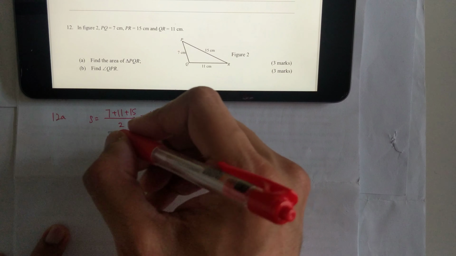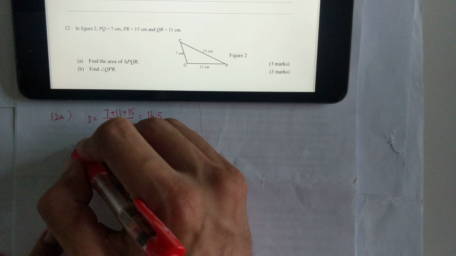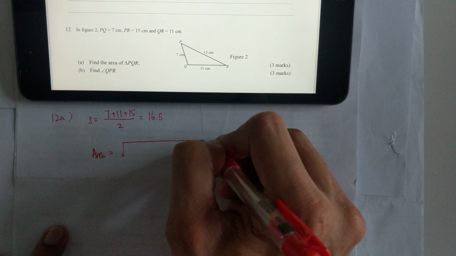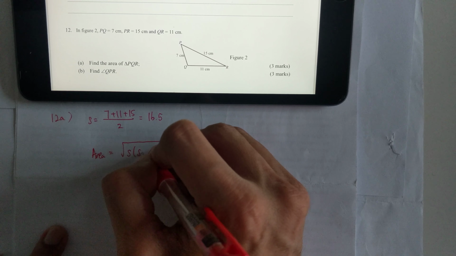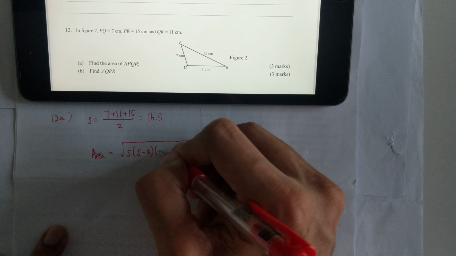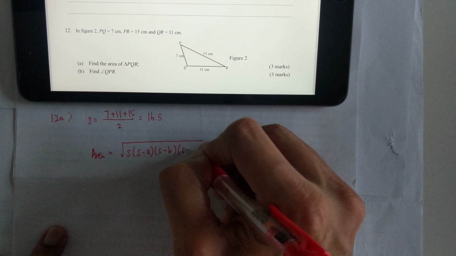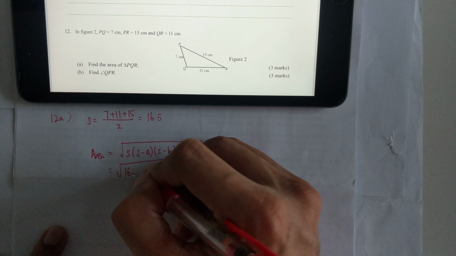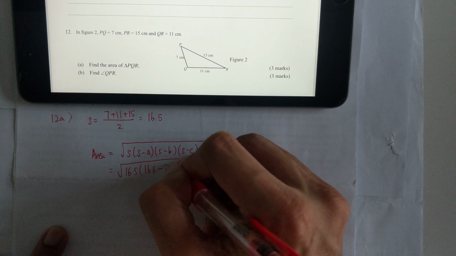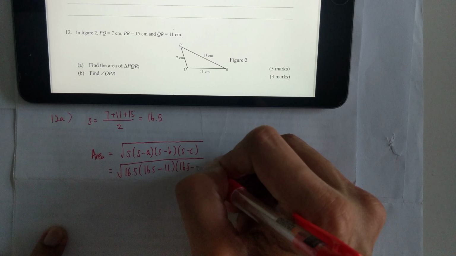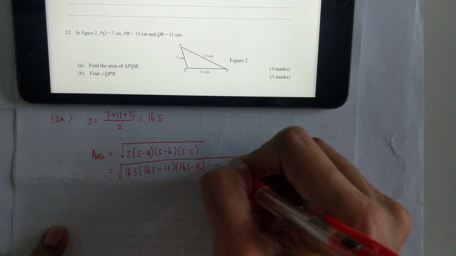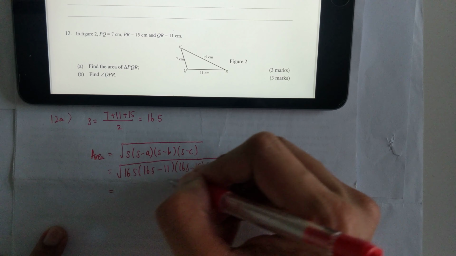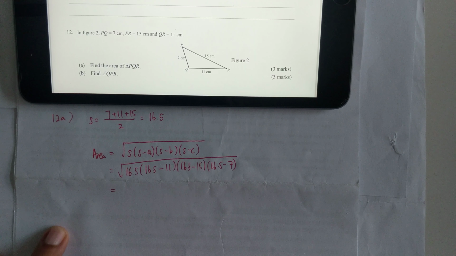Once we have found 16.5, we can go ahead using Heron's formula, where the area is equal to the square root of S times S minus the first side of the triangle, the second side, and the third side. These values can be in any order, it doesn't matter. So 16.5, 16.5 minus 11, 16.5 minus 15, and 16.5 minus 7. There's no particular order you need to do it in, and then you will get the answer for this question.